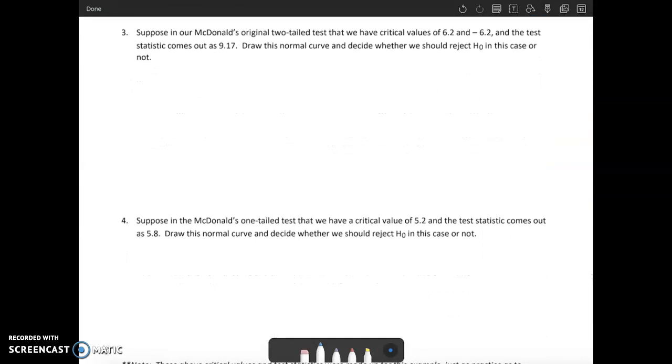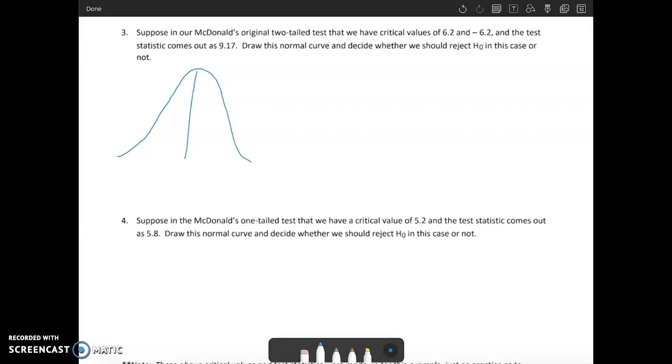Okay, suppose in our McDonald's original two-tailed test that we get critical values of 6.2 and negative 6.2, and the test statistic comes out as 9.17. Draw this normal curve and decide whether we should reject the null in this case or not. Okay, so let's see what this visually then looks like.